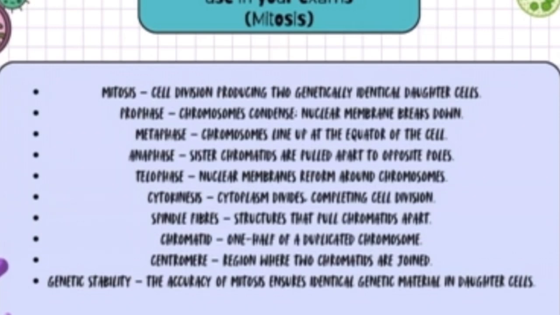Mitosis, cell division producing two genetically identical daughter cells. Prophase, chromosomes condense, nuclear membrane breaks down. Metaphase, chromosomes line up at the equator of the cell. Anaphase, sister chromatids are pulled apart to opposite poles. Telophase, nuclear membranes reform around chromosomes.